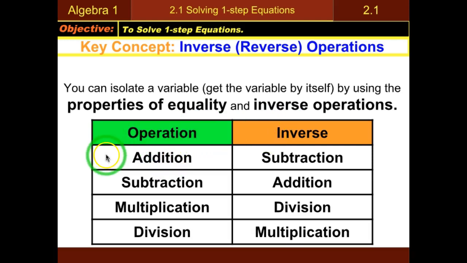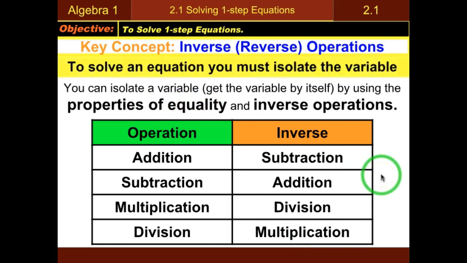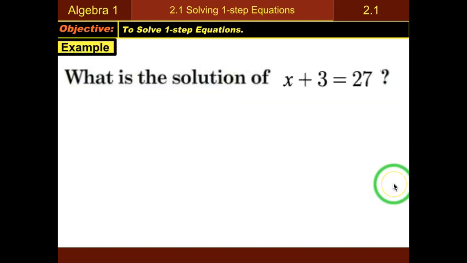Now, remember, in math, these are our stars: addition, subtraction, multiplication, and division. The opposite or inverse of addition would be subtraction. And same, subtraction would be addition, multiplication would be division, and the opposite or inverse of division would be multiplication. So we're going to use that with the idea of the properties of equality to solve equations, right? You have to isolate that variable. That's what solving the equation is.